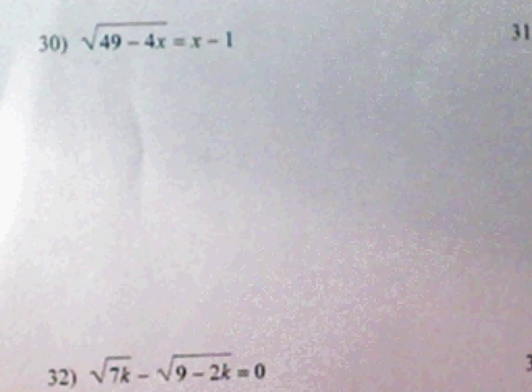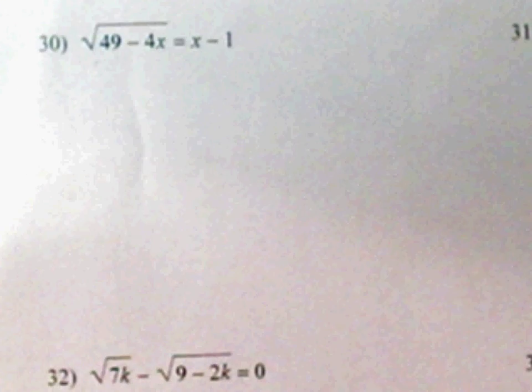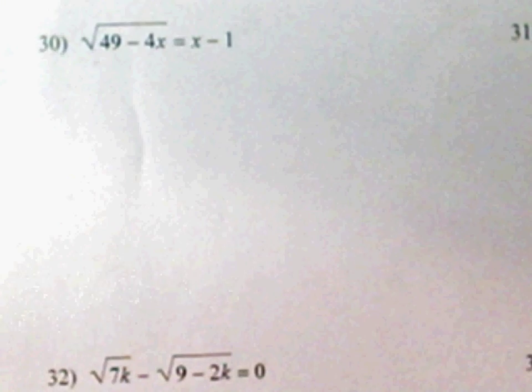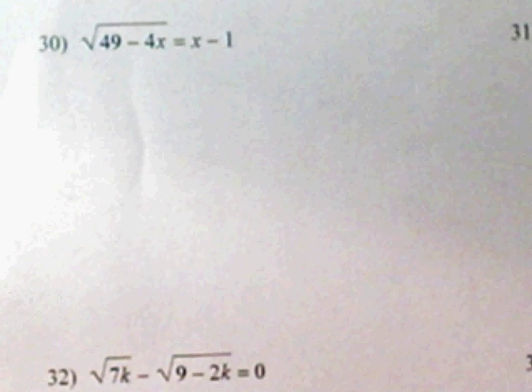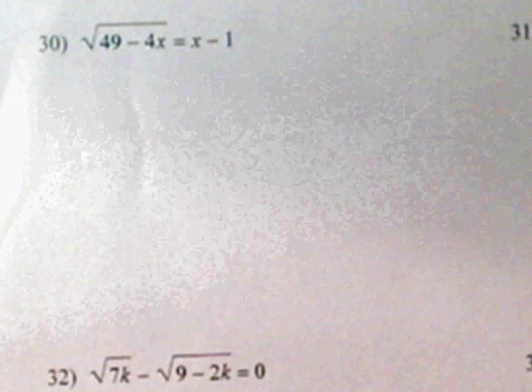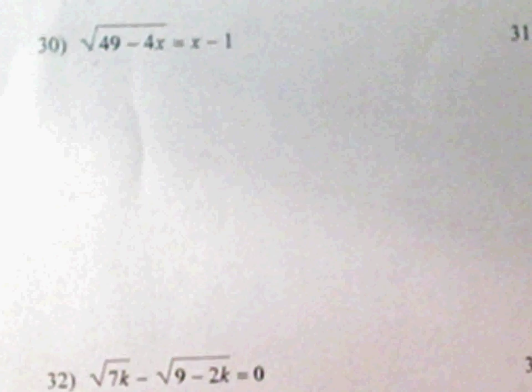Welcome to 5.0 to 5.3 test review. This video will cover number 30 through 37, which is page 4 of your review. You are to solve radical equations on number 30, okay? So let's take a look.